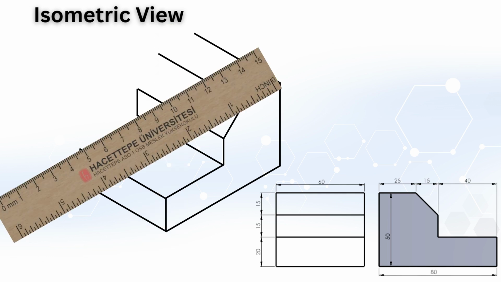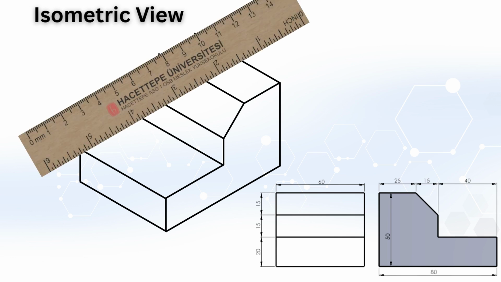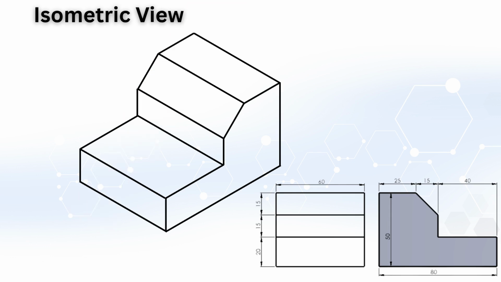Draw the 40 mm line parallel to the x-axis. Then add the upper horizontal edge of the part. Finally, complete the slanted edge by connecting the related corner points. At this point, the three-dimensional form of the object becomes clearly visible. The dimensions taken from the orthographic views have been transferred correctly to the isometric axes. The depth, height, and length relationships have also been preserved.